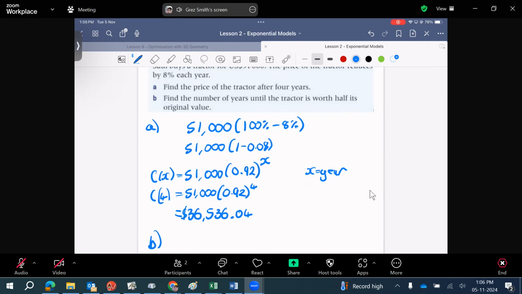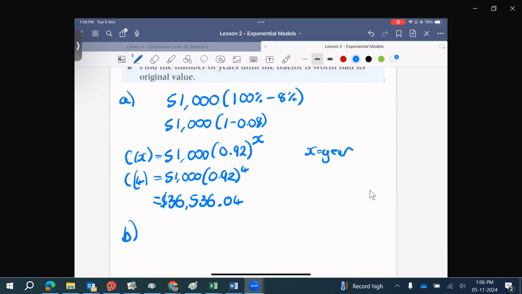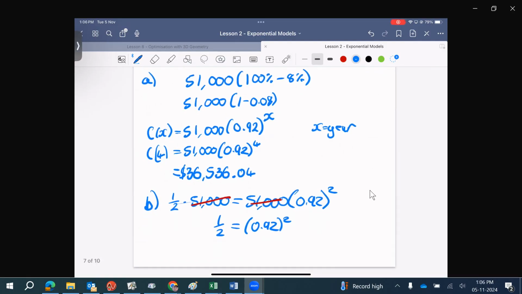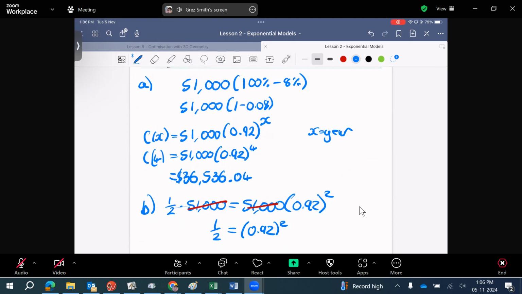For part B, we need to find out how many years until the tractor is worth half its original amount. So half the original amount would be a half times 51,000. This has to equal 51,000 times 0.92 to the x. Those 51,000s cancel each other, and this simplifies down. We want a half to be equal to 0.92 to the x.